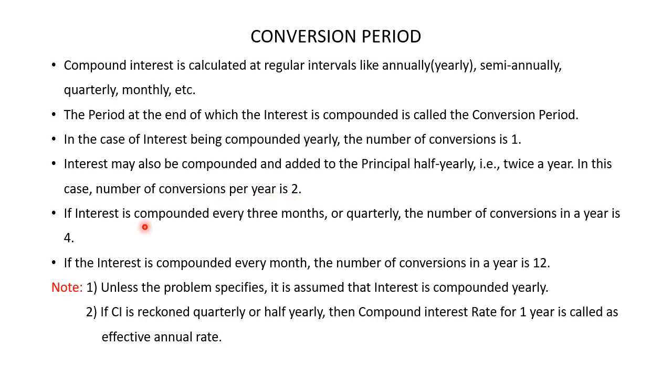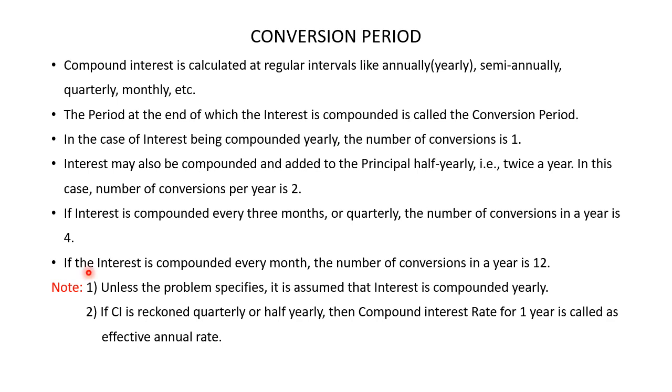If interest is compounded every 3 months or quarterly, the number of conversions in a year is 4. That is, when interest is compounded quarterly, it means that the interest is added to the principal at the end of each quarter. Now we know that there are 12 months in a year, which means there are 4 quarters in a year, and each quarter is equal to 3 months. Now, since there are 4 quarters in a year, the number of conversions in a year is 4 when interest is compounded quarterly.